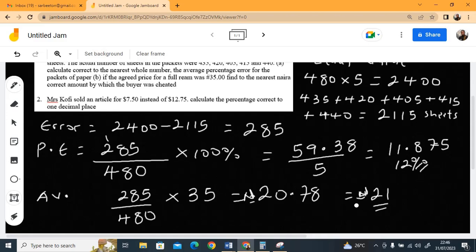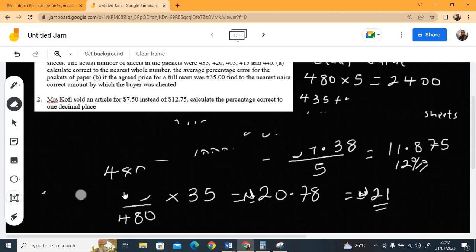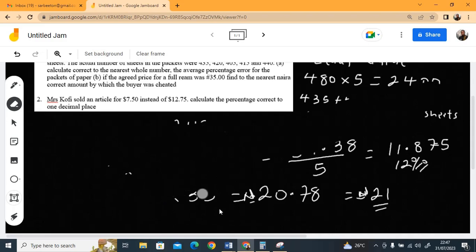And the second one, let's look at the second one. You can pause the video. Let's look at the second one together. Now they said Mr. Kofi sold an article. Let's check. Sorry, I don't wish to make this tutorial long like this, but I just have to, for the sake of those people that may find it difficult to understand percentage error. By this you should be able to understand what percentage error is. I think this space will be enough for it.